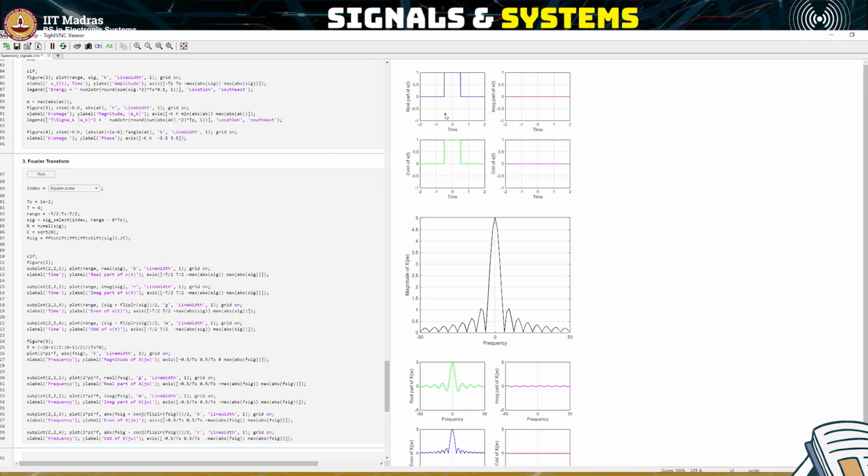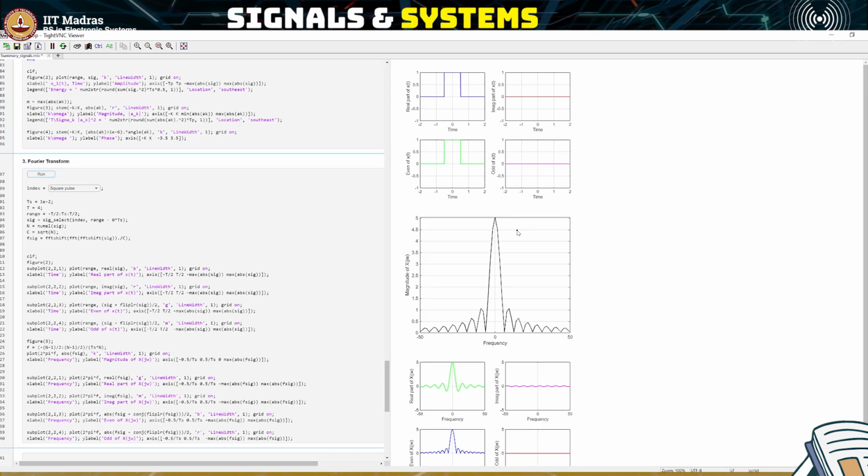So this is the rectangular pulse in the time domain. We are observing it from -2 seconds to 2 seconds, but it actually extends from -infinity to +infinity. And the duration of this rectangular pulse is from -half a second to half a second. So given this, if we generate the Fourier transform, how should it look? It should look like a sinc signal, right? And that's exactly what we are seeing here.